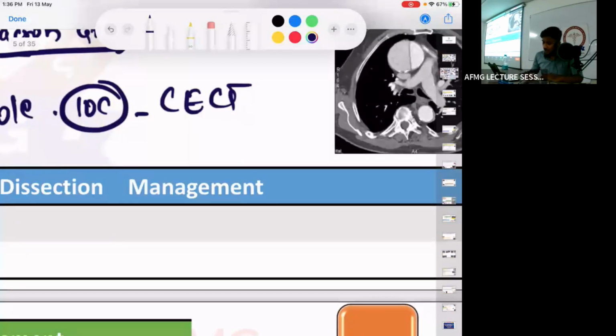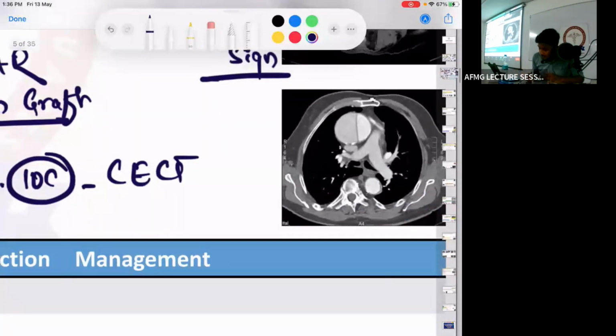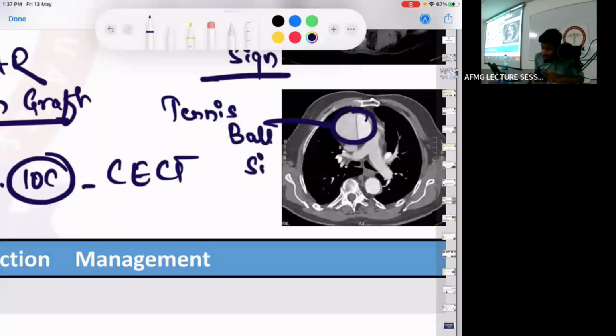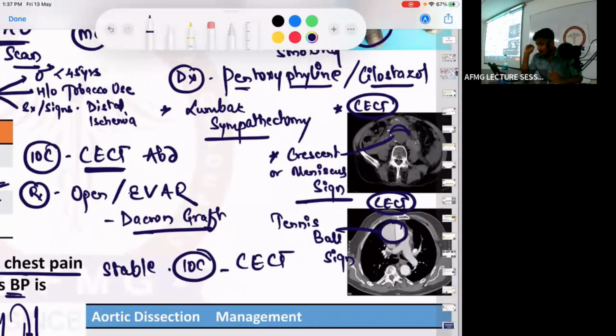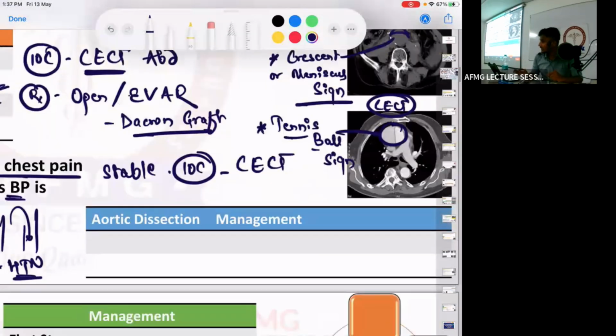On CECT, the tennis ball sign is seen in aortic dissection. Remember: aneurysm with sign, aortic dissection with sign. The tennis ball question has already come. Okay, no issues with this. The Crisson question did not come, it was in NEET PG, but the tennis ball has already come in FMGE. No issues with this.